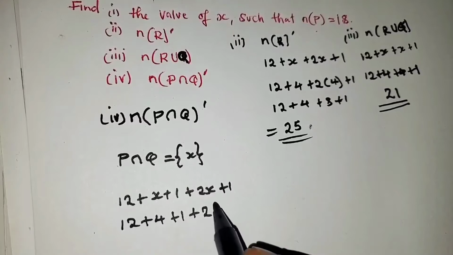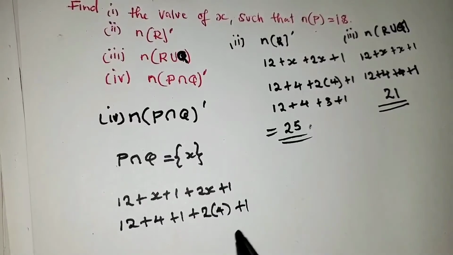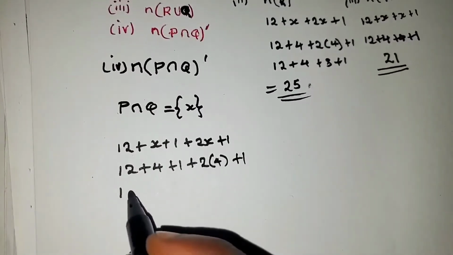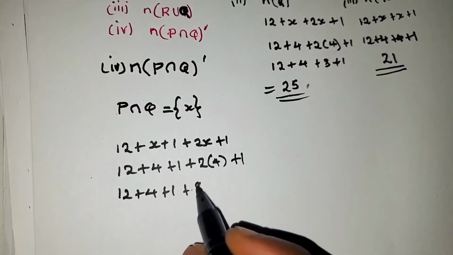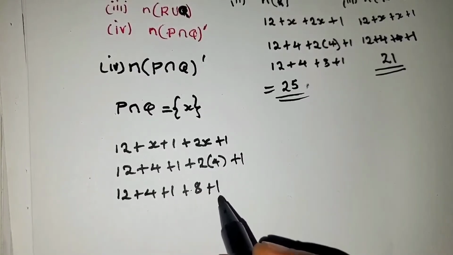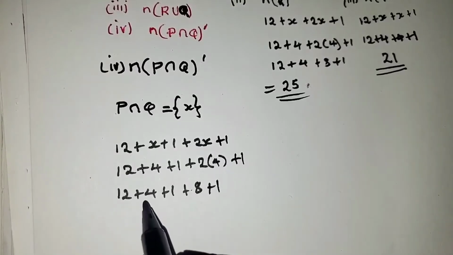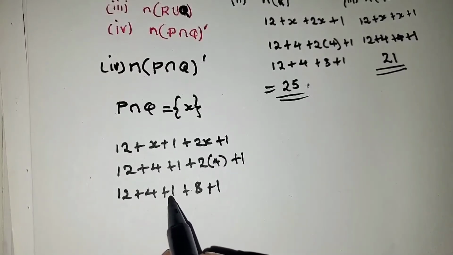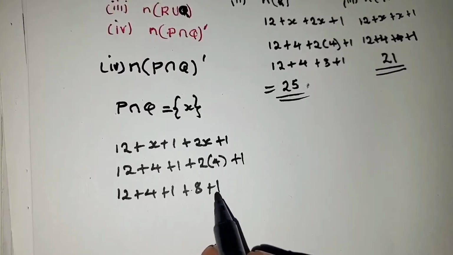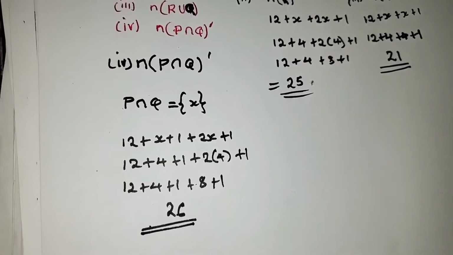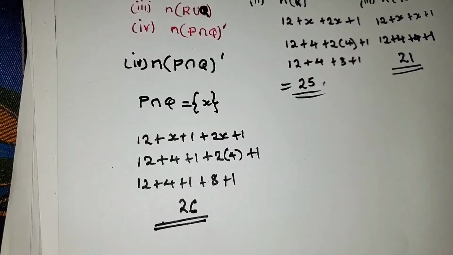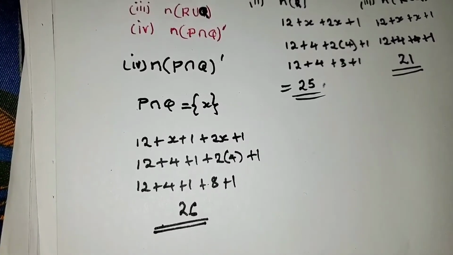Alright. Then here 2 times 4 plus 1. Here you multiply. So it will be 12 plus 4 plus 1 plus 8. When you multiply, 2 times 4 is 8, plus 1. And 12 plus 4 is 16, plus 1 is 17, plus 8 is 25, plus 1 is 26. So the number of elements outside P union Q, the whole of it complement, is giving me 26.